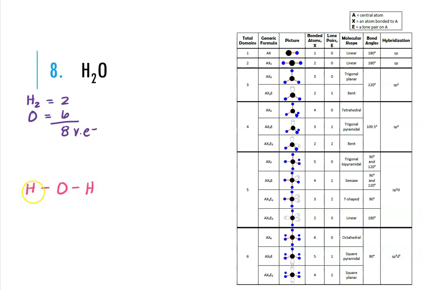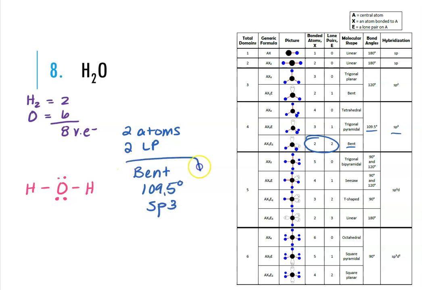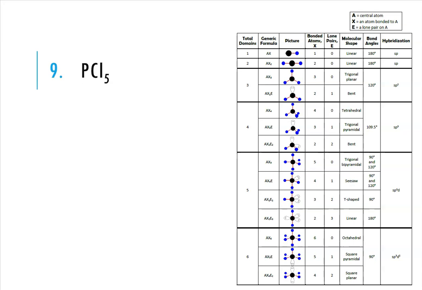All right, hydrogen has a complete octet because of these bonds, so any remaining electrons will go on the oxygen. I have 2, 4 electrons used, I have 8, so I'll do 5, 6, 7, 8. So oxygen has 2 atoms and 2 lone pairs. So that combo is bent, 109.5 and sp3. Right?